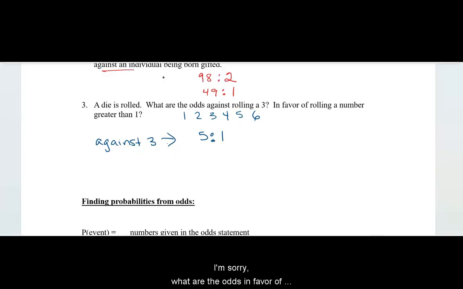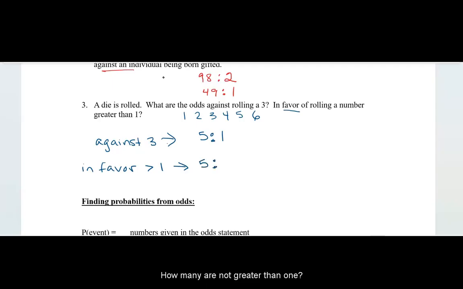But what are the odds in favor of rolling a number greater than 1? So in favor of greater than 1. Okay, so you want to roll a die. And what are the odds that it's going to be in favor of greater than 1? Well, how many numbers are greater than 1? Well, it'd be 2 to 6. There are 5 numbers. How many are not greater than 1? Well, that would just be the number 1. So here, notice we just got the same odds. So the odds against a 3 are 5 to 1, and the odds in favor of greater than 1 is 5 to 1. So you have the same odds for both of those.